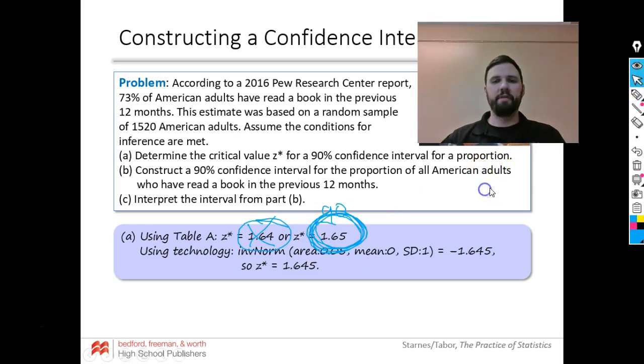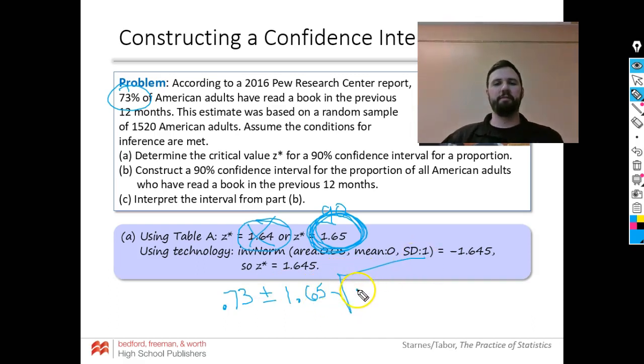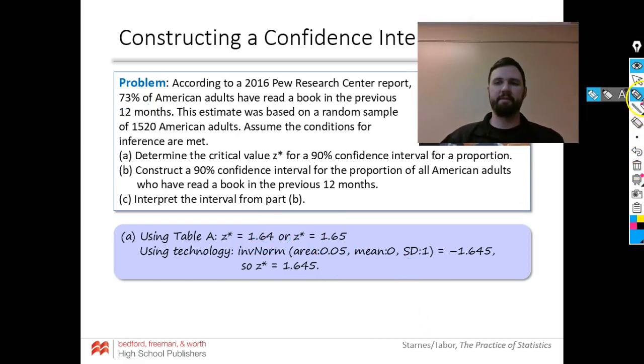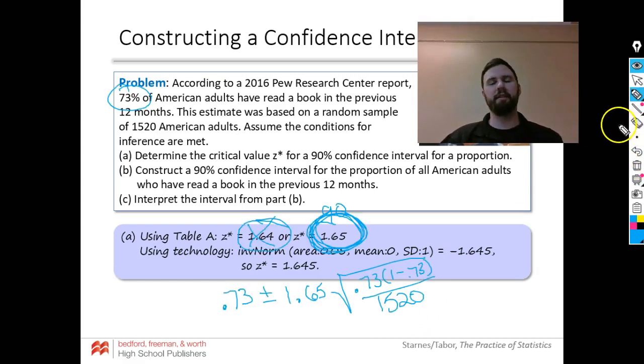Now what we're going to do is make the proportion. So the way I have to think about this is, what was my mean? My proportion was 0.73. So I'm going to do 0.73 plus or minus my Z times my standard deviation. So P times 1 minus P all over N, which my N is my number in my sample. That easy, guys. I'll let you think about it.